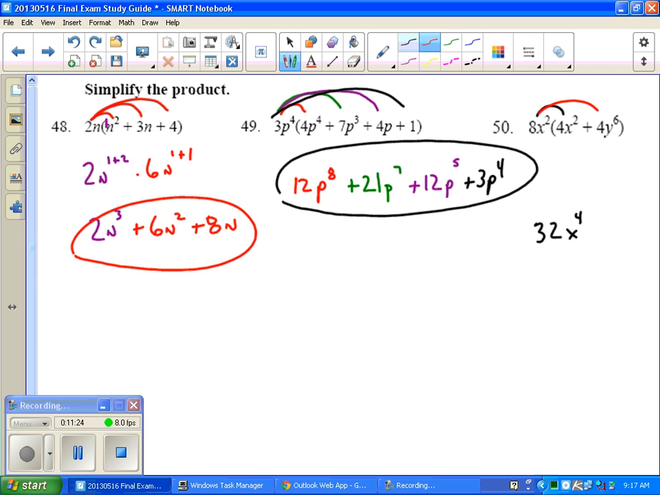And 8x squared times 4y to the sixth. 8 times 4 is plus 24. X squared y to the sixth. Notice we didn't add x and y up because they're not the same bases. This is all we can do with this one. 32x to the fourth plus 24x squared y to the sixth power.